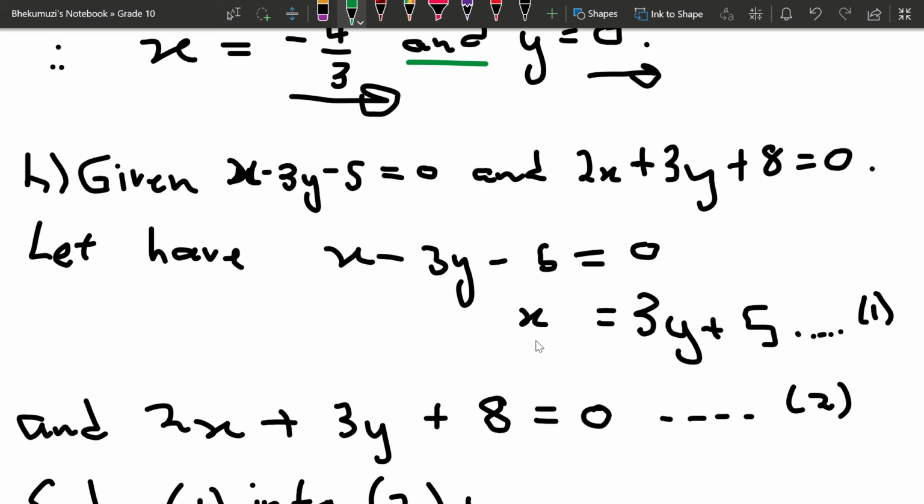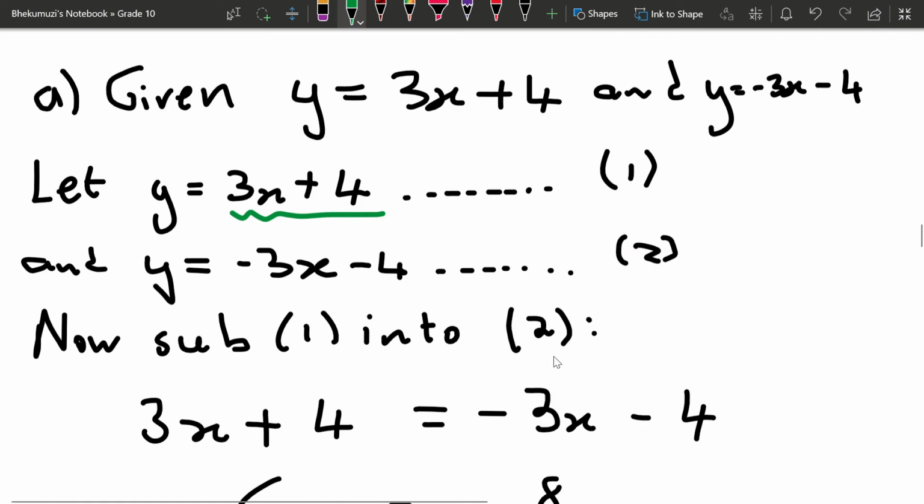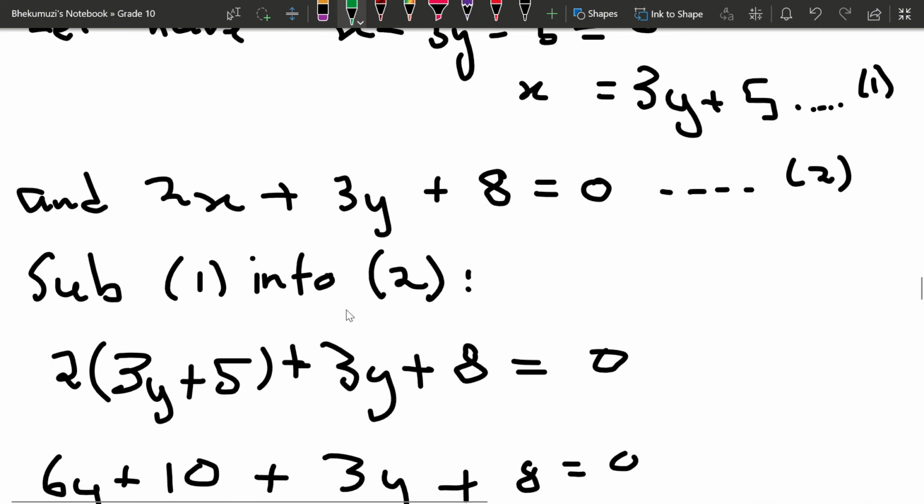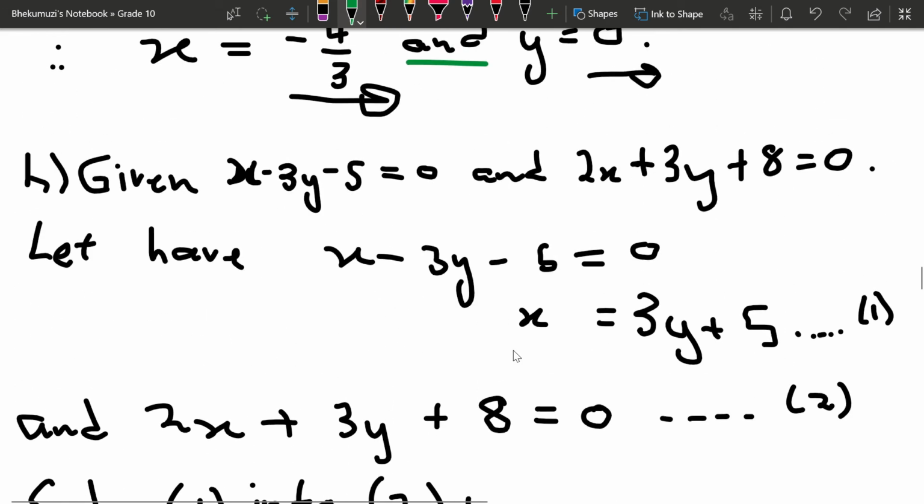And why did I do this? Because I remember I need to substitute, so I need to find a way of substituting quite cleanly. So I have to make something the subject. In this case, the second equation was already in terms of y, and here I made the subject to be x. So now we have x equals 3y plus 5, that is the first equation, and then we have the second equation, which we don't have to do anything to.